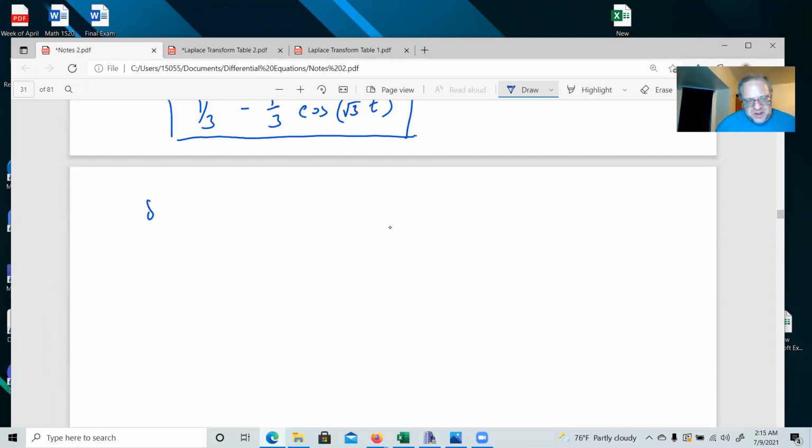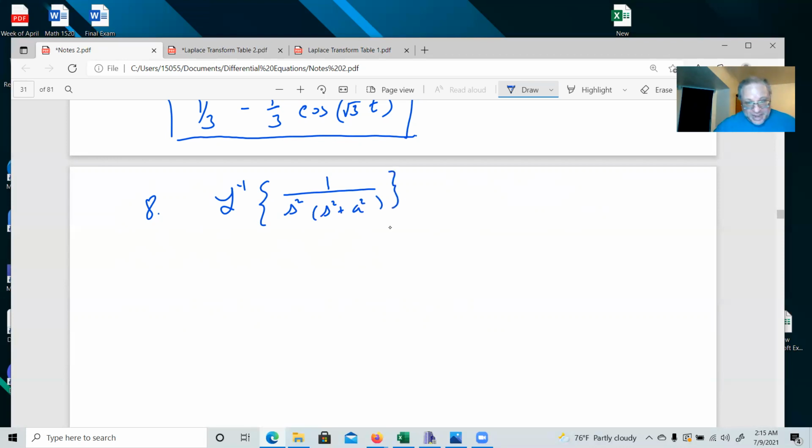This problem was a little hairy. Okay. This is the inverse Laplace transform of 1 over s squared plus a squared.